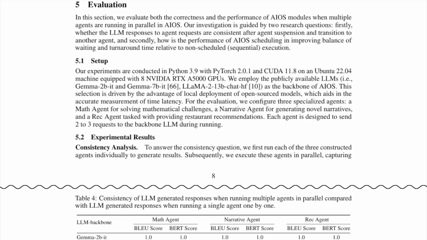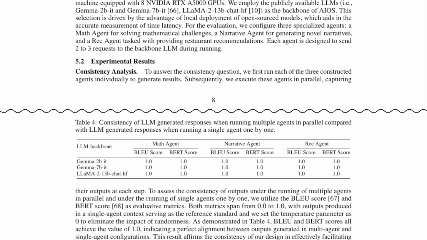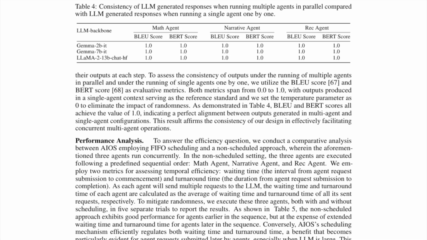5.2, Experimental Results. Consistency Analysis. To answer the consistency question, we first run each of the 3 constructed agents individually to generate results. Subsequently, we execute these agents in parallel, capturing their outputs at each step. To assess the consistency of outputs under the running of multiple agents in parallel and under the running of single agents one by one, we utilize the BLEU score and BERT score as evaluative metrics.